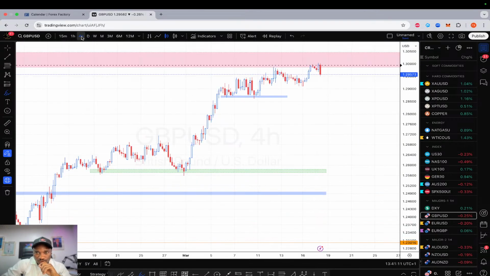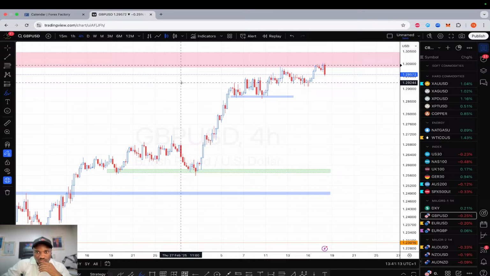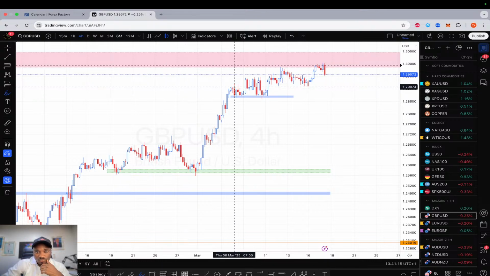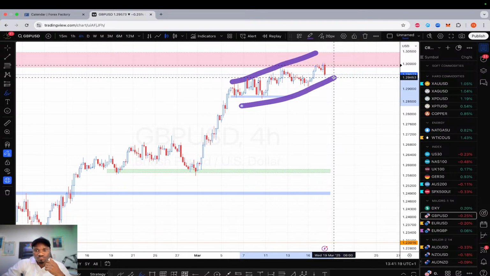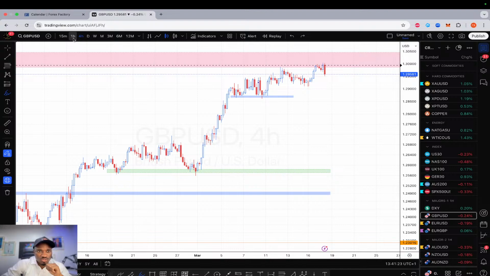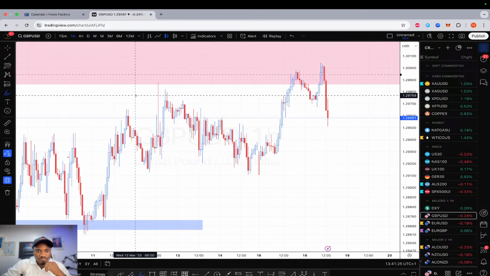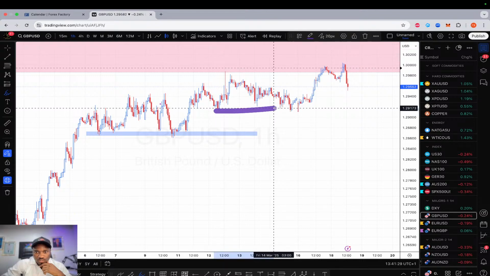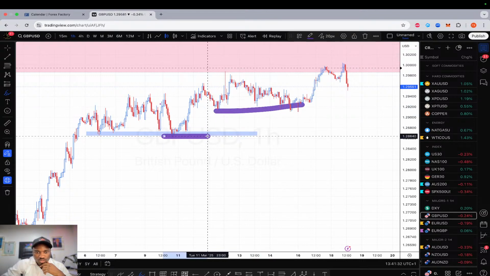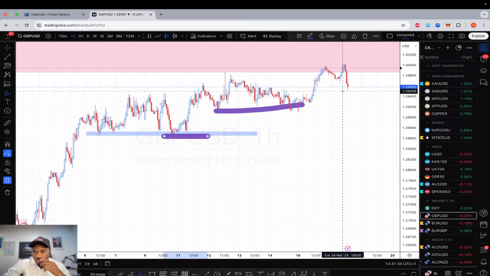On the 4-hour chart, I'm still seeing price is now consolidating. There's a lot of consolidation going on. So let's just monitor. Today is Tuesday. We still have Wednesday, Thursday, Friday, right? On the 1-hour chart, we still have our higher low, and price is still going up, still showing uptrend.